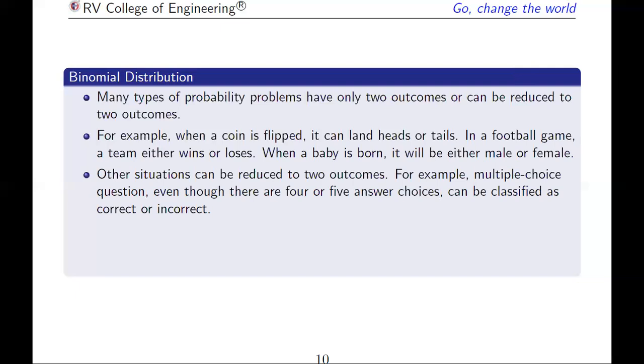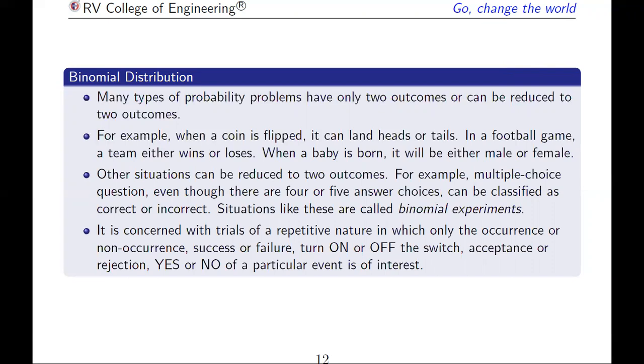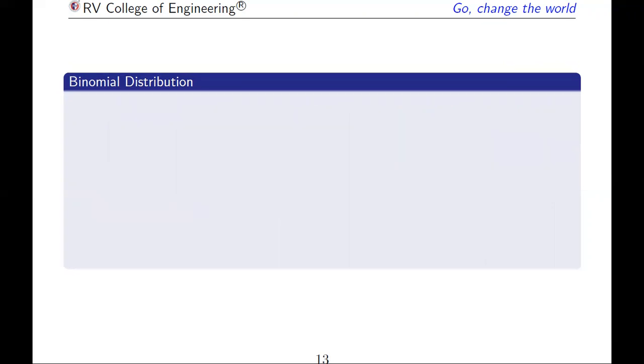If you consider a quiz consisting of a multiple choice question, even though there are 4 or 5 answer choices, one can classify them as correct or incorrect. Situations like these are called binomial experiments. It is concerned with trials of a repetitive nature in which only the occurrence or non-occurrence, success or failure, acceptance or rejection, say yes or no, of a particular event is of interest.